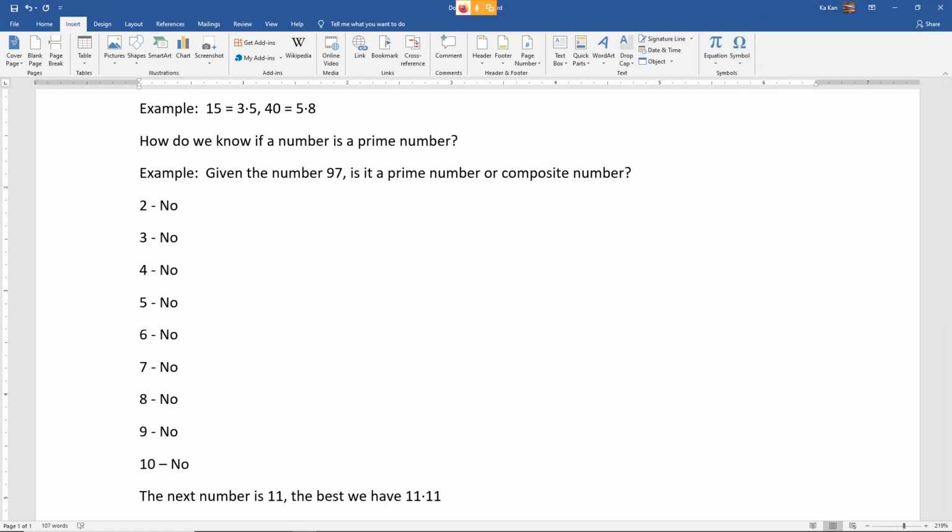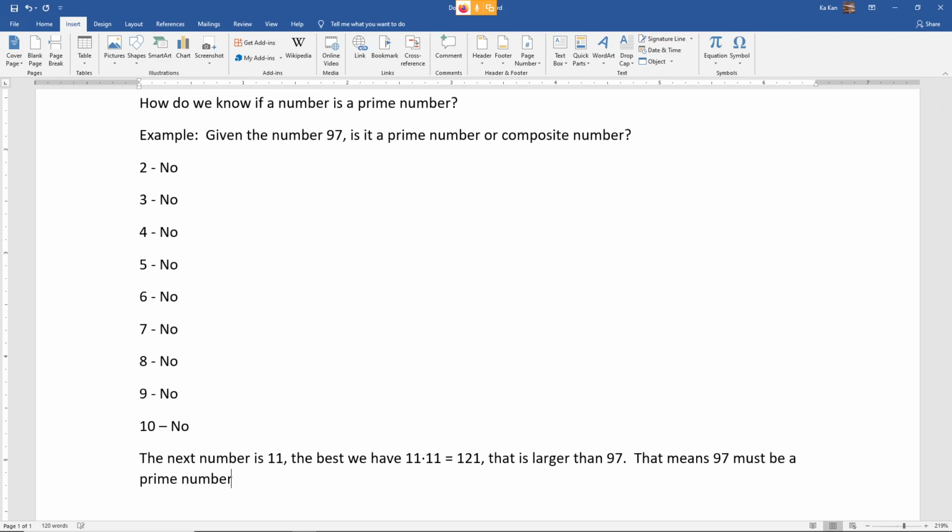Right? Because think about it, every other number cannot go in. So if any number can go into 97, it would have to be 11 or above. But here's the thing. 11 times 11 is 121. That is larger than 97. So that means 97 must be a prime number. So that's the trick. Basically, you keep on looking for numbers that can go into 97. But when you get big enough, when it multiplies by itself and it's bigger than that number, that is the end. You don't have to check anymore. It's a prime number. Right.